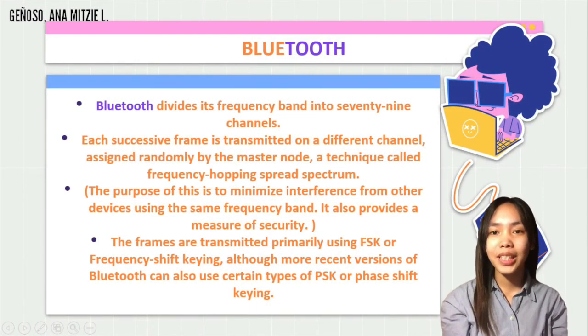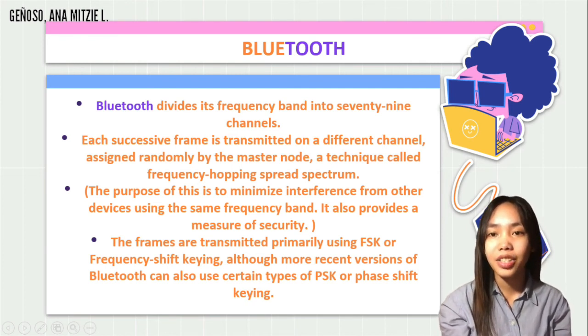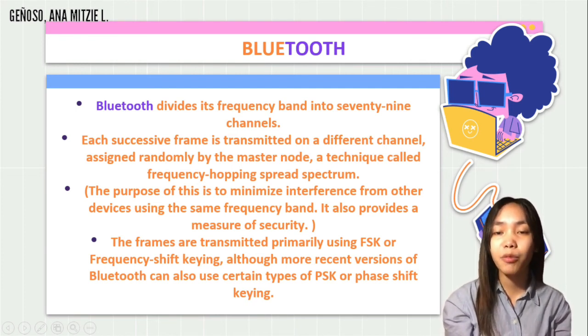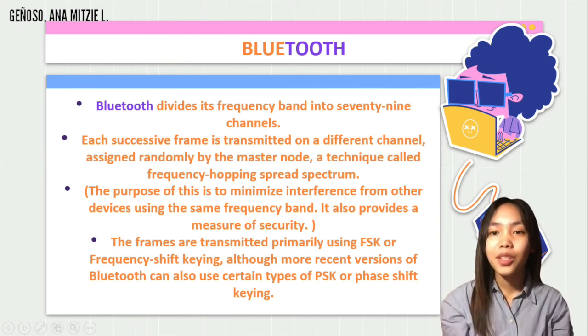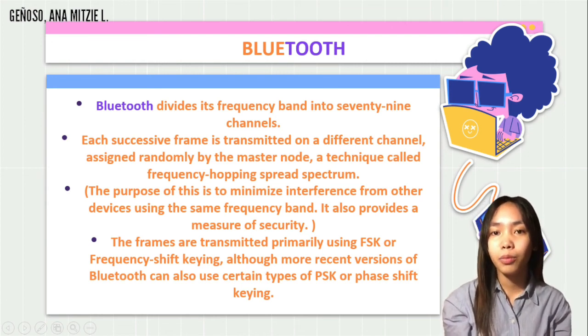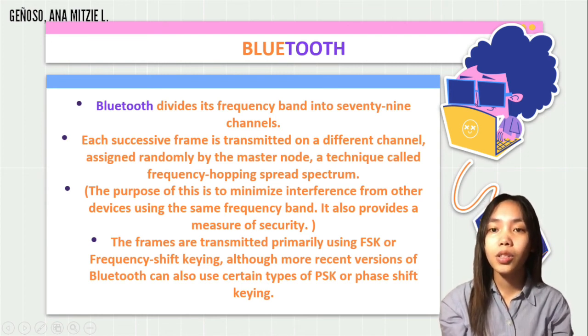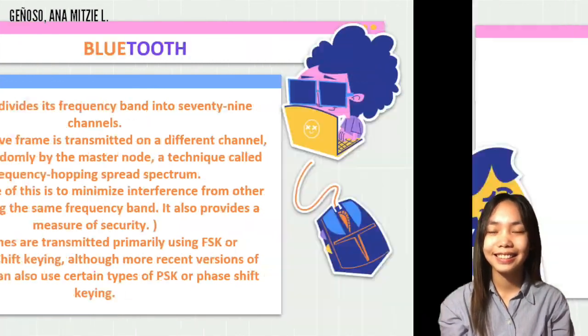Bluetooth divides its frequency band into 79 channels, and each successive frame is transmitted in a different channel assigned randomly by the master node, a technique called frequency hopping spread spectrum. The purpose of this is to minimize the interference from other devices using the same frequency band, and it also provides a measure of security. The frames are transmitted primarily using FSK, or frequency shift keying, although more recent versions of Bluetooth can also use certain types of PSK, or phase shift keying.